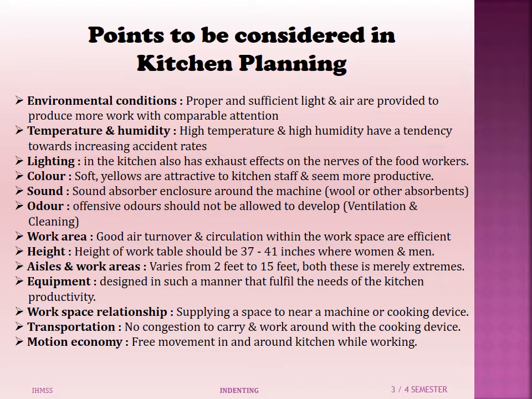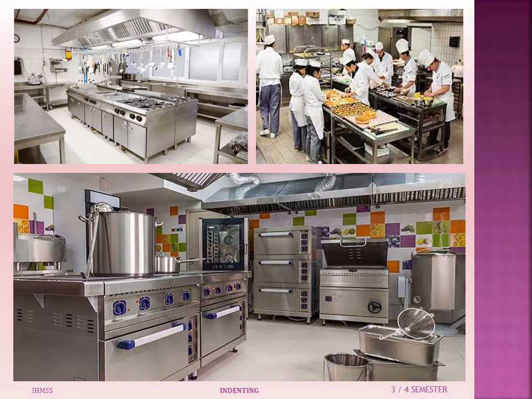Aisles and work areas vary from 2 feet to 15 feet. These are merely extremes, with equipment designed in such a manner that it fulfills the needs of kitchen productivity. Workspace relationship. Supplying a space near a machine or cooking device. Transportation. No congestion to carry and work around with the cooking device. Motion economy. Free movement in and around the kitchen while working. Few examples, few pictures.